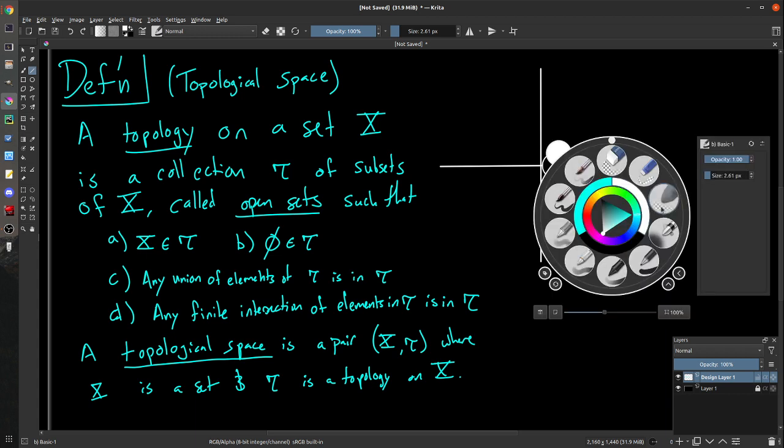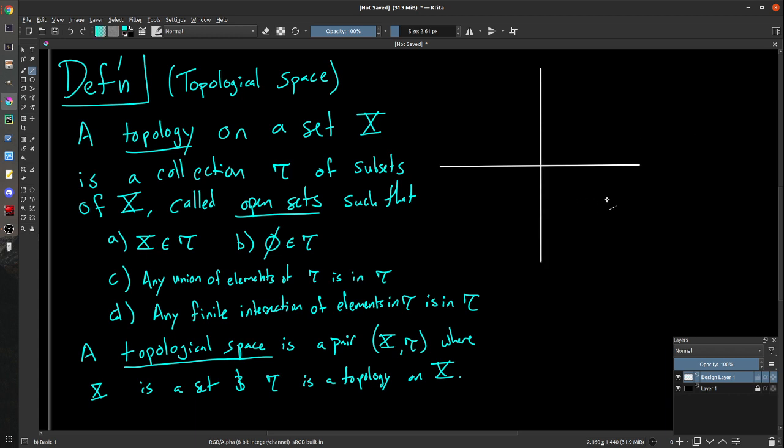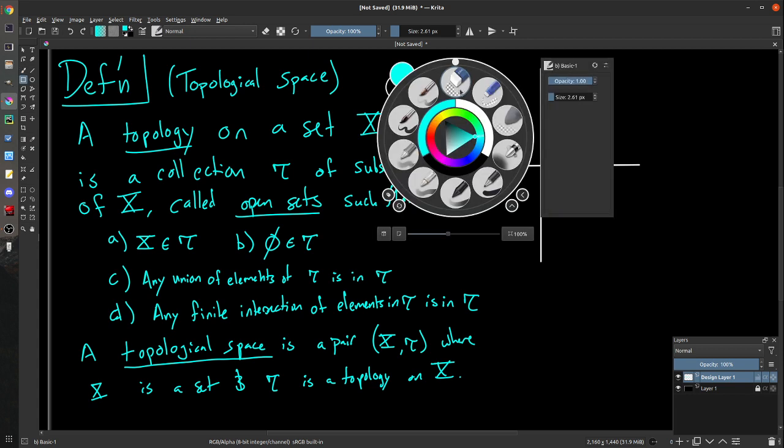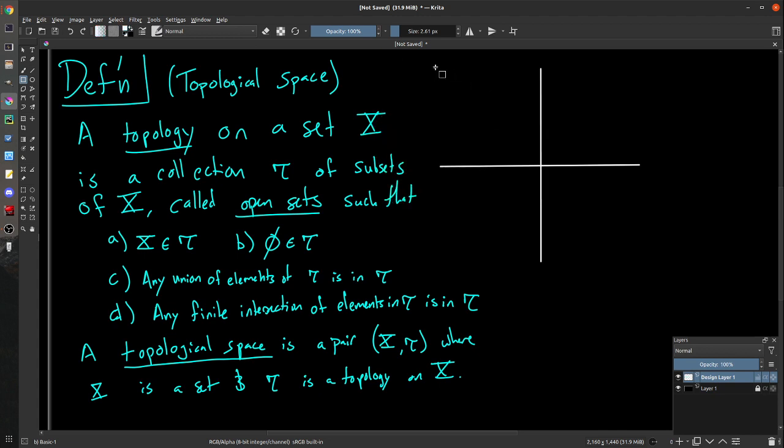So if we want to look at some open sets, a good way of thinking about open sets and topologies in general is to look at the usual topology on the real numbers. I know that sounds not very helpful. After all, what is the usual topology? And I will give you a tiny taste of what the big deal is shortly.